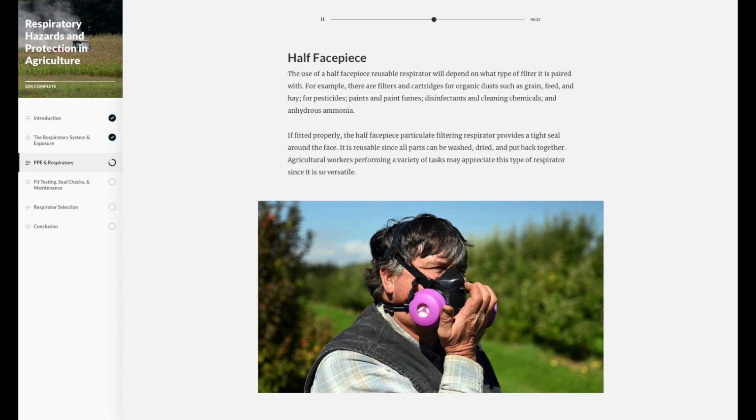If fitted properly, the half-face piece particulate filtering respirator provides a tight seal around the face. It is reusable since all parts can be washed, dried, and put back together. Agricultural workers performing a variety of tasks may appreciate this type of respirator since it is so versatile.